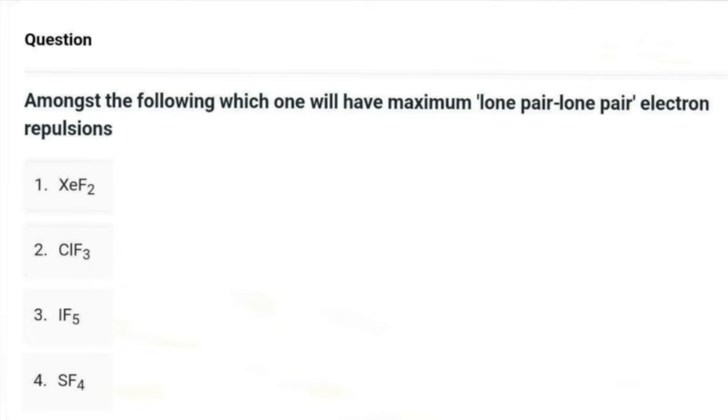Question is, amongst the following, which one will have maximum lone pair repulsions? Options are XeF2, ClF3, IF5 and SF4. Which one should be the correct answer?